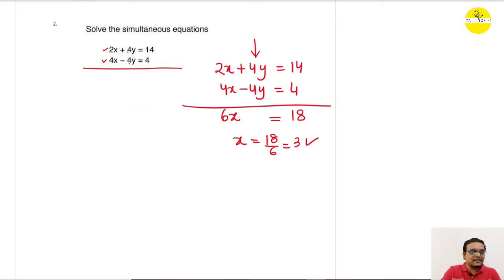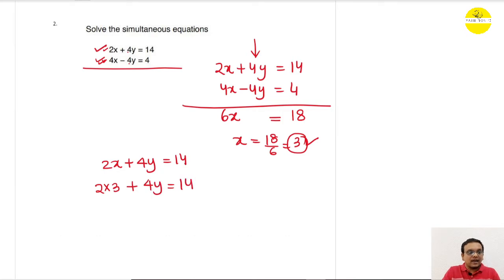So for example, if I take the first equation, I have 2x plus 4y is equal to 14. Any one equation you can take, right? So for example, I've taken the first equation. I got the value of x is equal to 3. So here 2 times x, I am putting here 2 times 3 plus 4y is equal to 14. So I have to solve this to get the value of y. What is 2 times 3? That is 6 plus 4y is equal to 14.